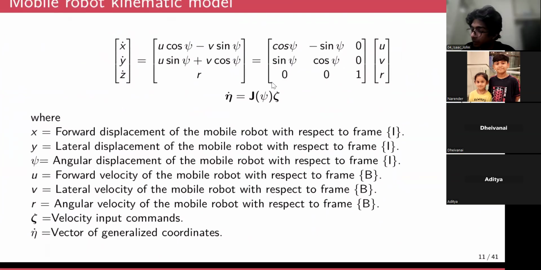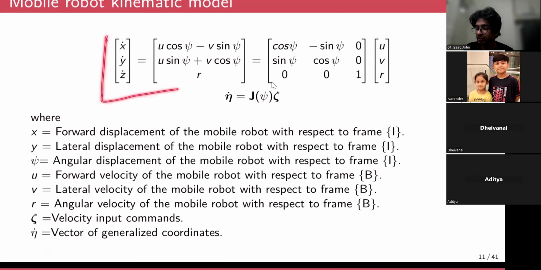Because mostly we would associate this vector as the control input, right? The control input that we have to give to the robot. And we associate this as our desired trajectory, the desired velocities. And to achieve these desired velocities, we associate this vector to be the control inputs, right?